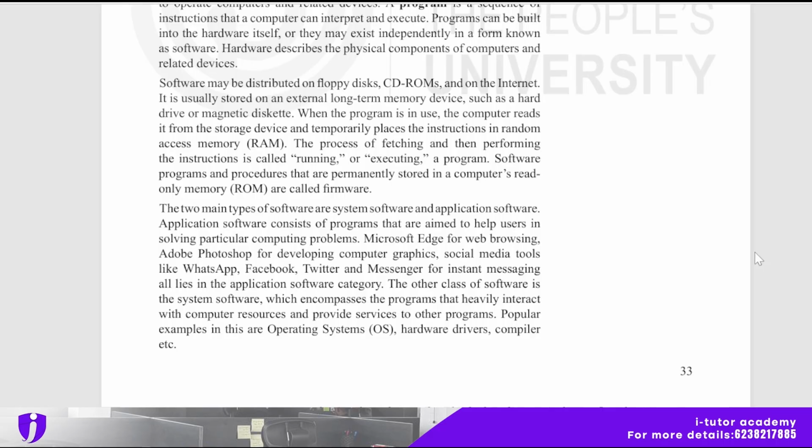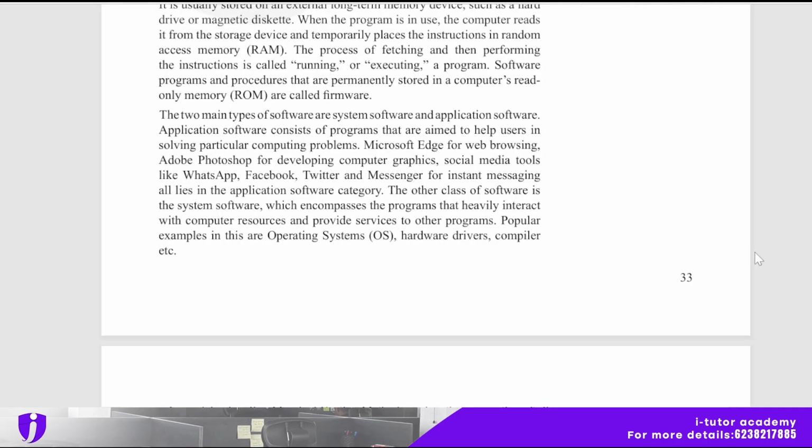Application software consists of programs that are aimed to help users in solving particular computing problems. Microsoft Edge for web browsing, Adobe Photoshop for developing computer graphics, and social media tools like WhatsApp, Facebook, Twitter, and Messenger for instant messaging all lie in the application software category. The other class of software is the system software, which encompasses the programs that heavily interact with the computer resources and provide service to other programs. Popular examples are operating systems (OS), hardware drivers, compilers, etc.